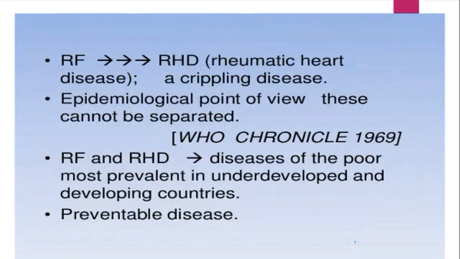So rheumatic fever and rheumatic heart disease are a crippling disease. Epidemiologically, it is very common in girls of 7 to 15 years of age. It is very common in underdeveloped countries, and it is preventable.